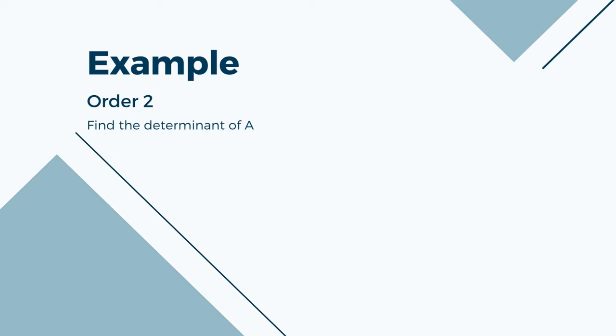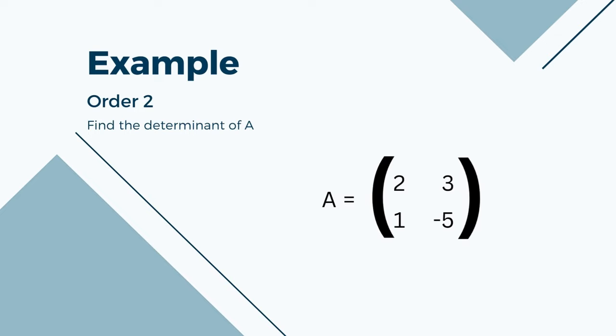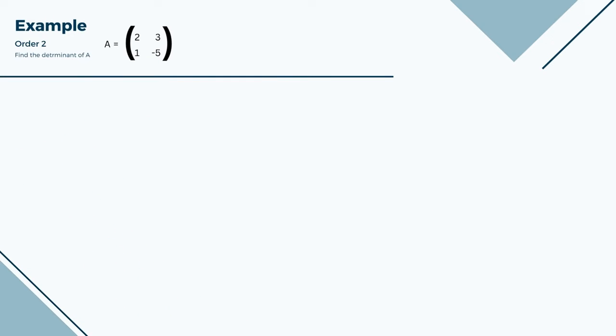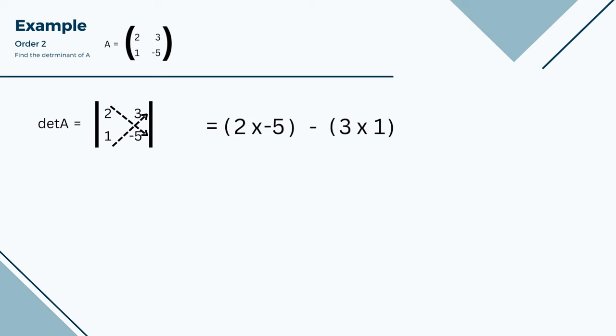If you are asked to find the determinant of A, where A is that, how do you find the determinant? What you do is basically subtract the multiplication of the lower diagonal from the multiplication of the upper diagonal. So det A equals the absolute value. Remember, you have to include the absolute value. From here, we multiply the upper diagonal, we have 2 times minus 5, then minus 3 times 1. So we have 2 times minus 5 minus 3 times 1.